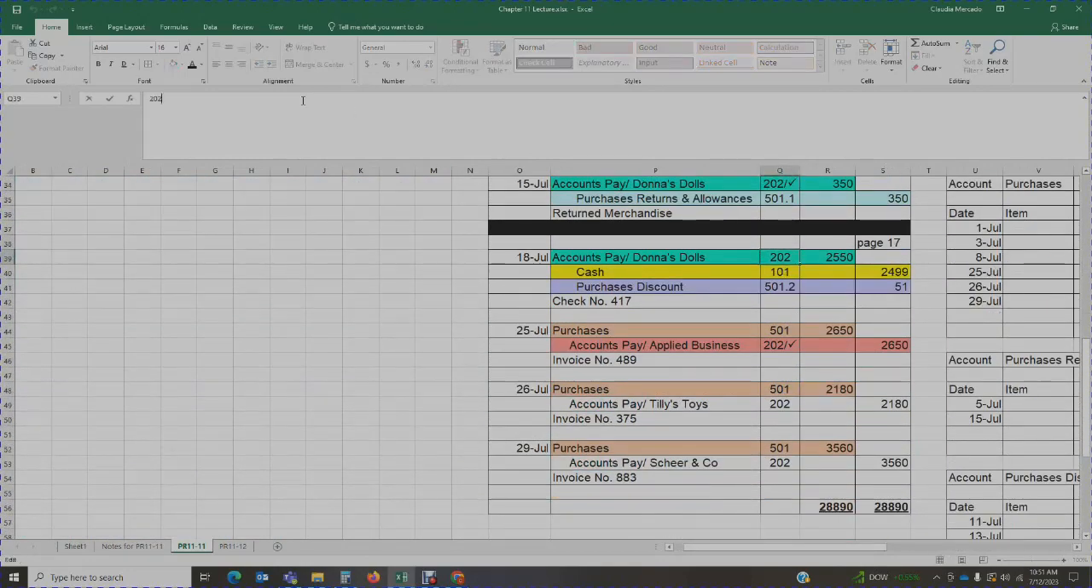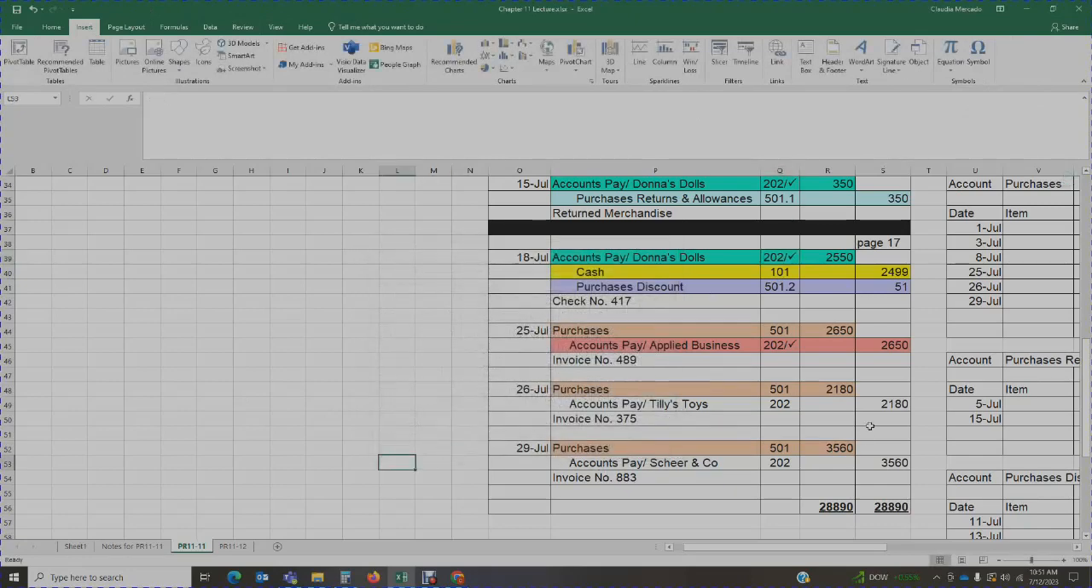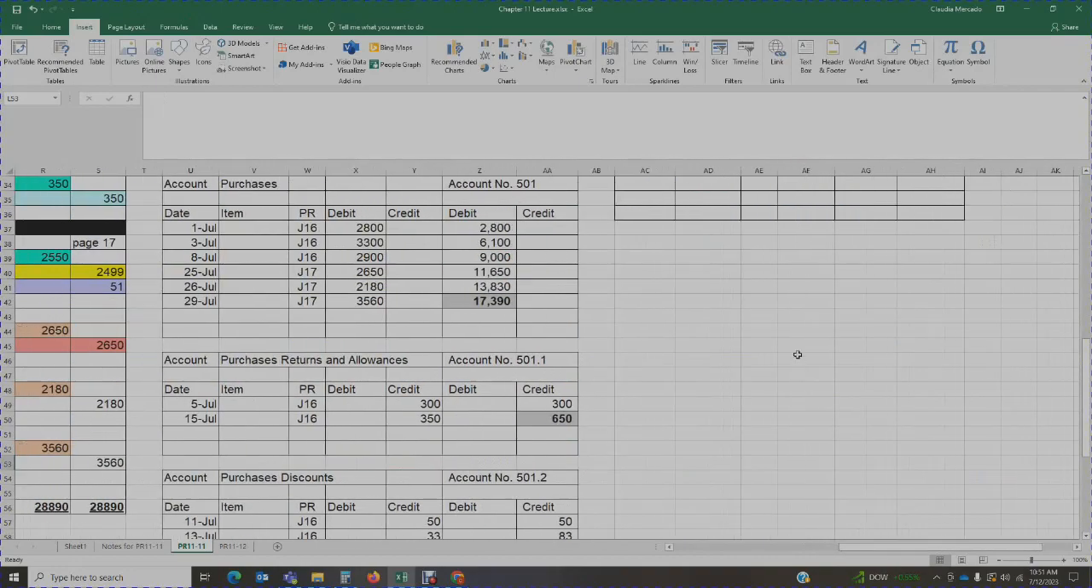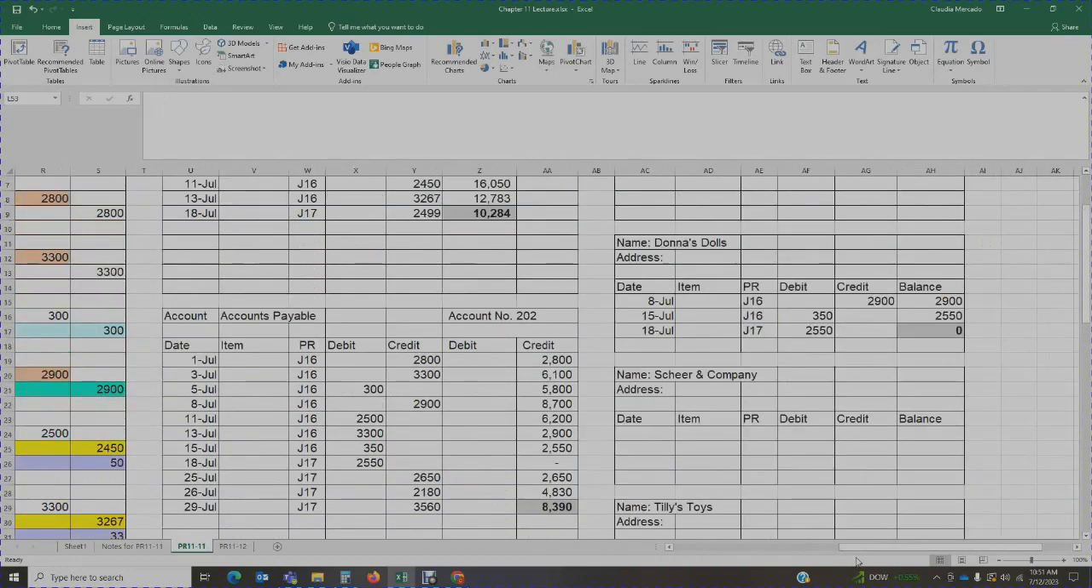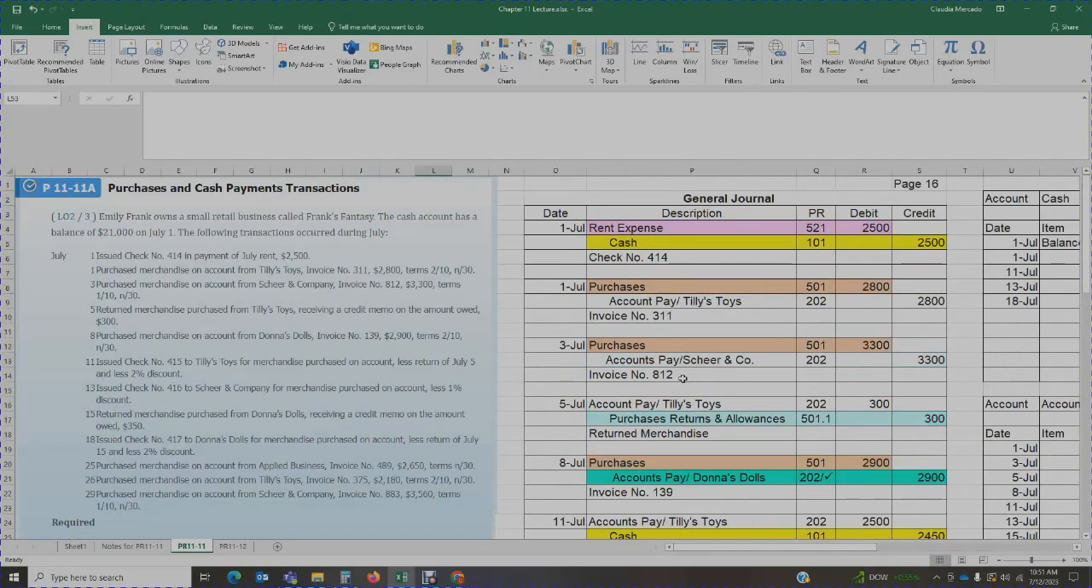There we go. Next, who do we have? We've got Shearer and Company. Okay, so we're going to locate anything accounts payable, Shearer and Company. Okay, right here we've got one.